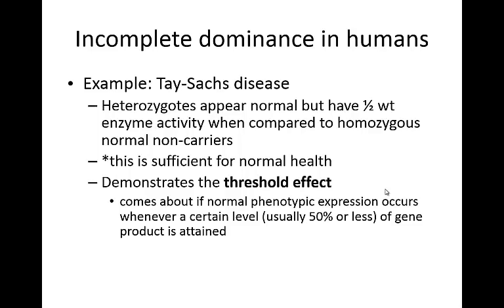This demonstrates the threshold effect. What happens is that normal phenotypic expression occurs whenever a certain level, maybe 50% or so, of the gene product is attained. So as long as you have at least about 50% or so gene activity, the individual is going to present as phenotypically normal. Now, if for some reason they have a copy where it's not working quite as well, maybe they're only having 25% activity, now these individuals might be affected.